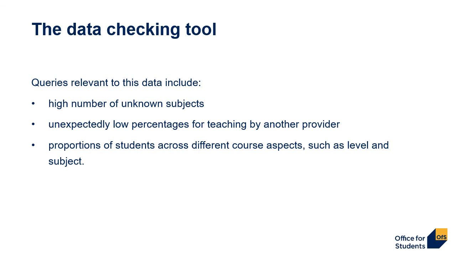We will also highlight unexpectedly low percentages in field PColab, which captures the proportion of a year taught by another provider. This is because we frequently find errors in this area, and we want to check that very low values are genuine. Finally, we will provide proportions of students across course aspects such as level and subject. A sense check of this data may identify errors. For example, if the subject mix is not as expected, this may indicate errors in LearnAimRef.